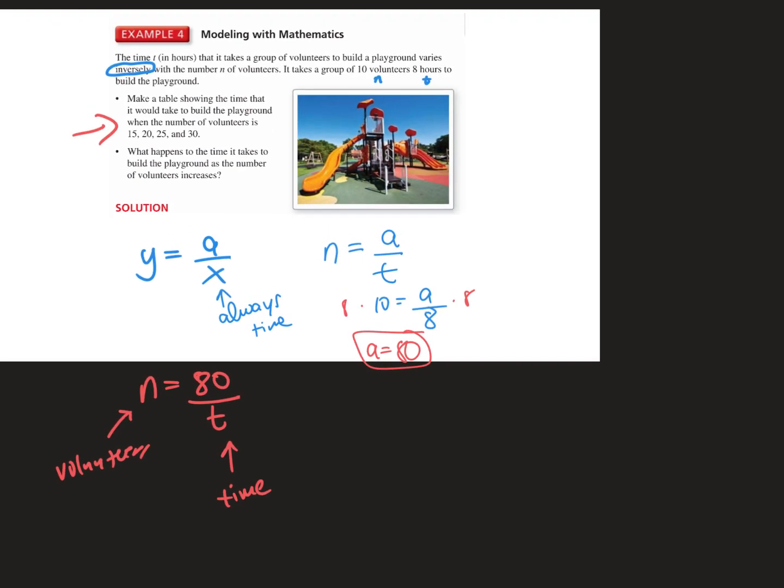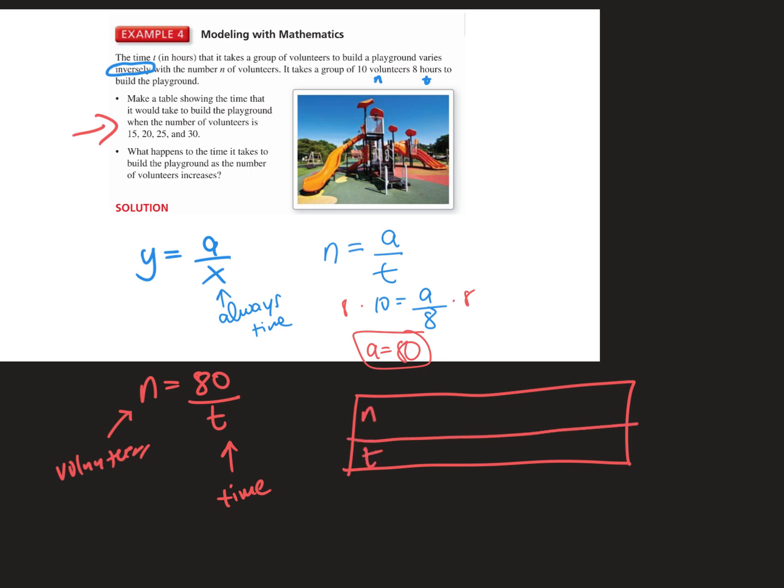So they ask you to write a table using these numbers. So you have your n and your t. It's just like saying x and y. So I have 15, 20, 25, and 30. You guys agree?